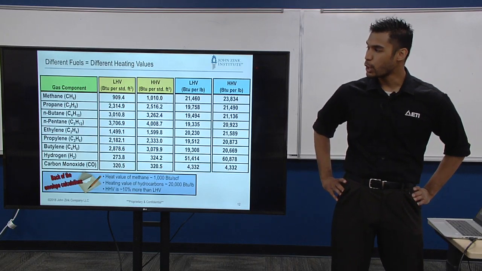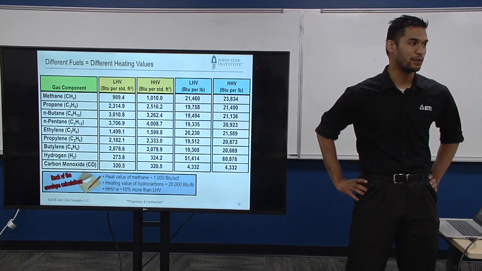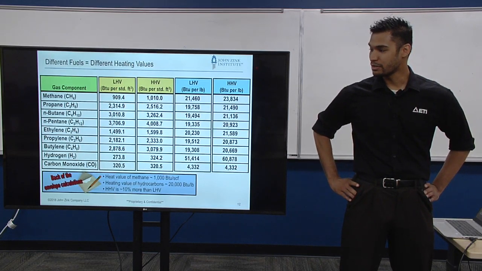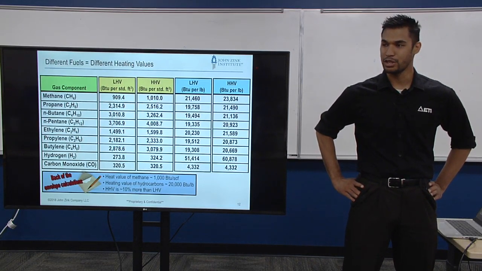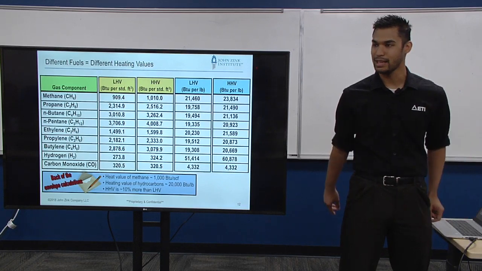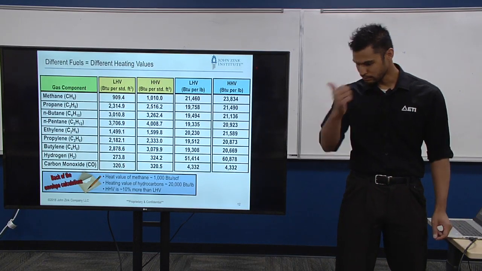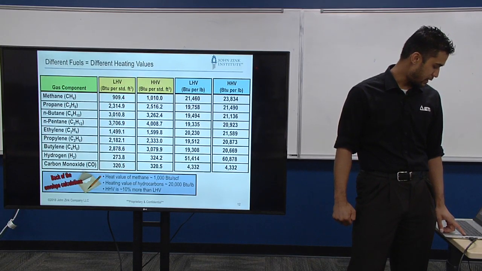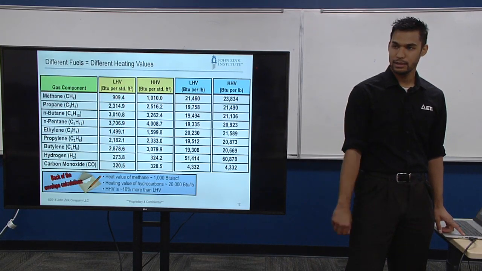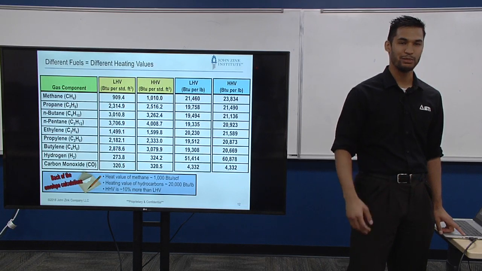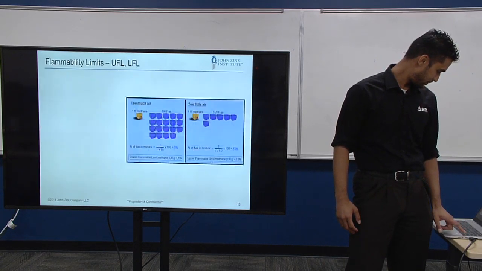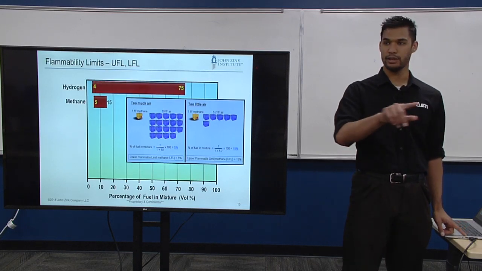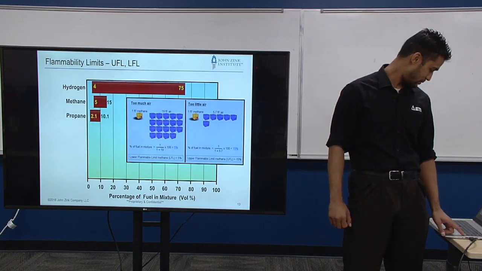Just because you have a low BTU per standard cubic foot, it doesn't mean there's not a lot of energy in there. There's potentially a lot of energy if you store a lot of mass of hydrogen in a tank. So, understanding heat release, or heating values: how much energy per unit does a fuel release when you burn it? Any questions so far? Okay, good.